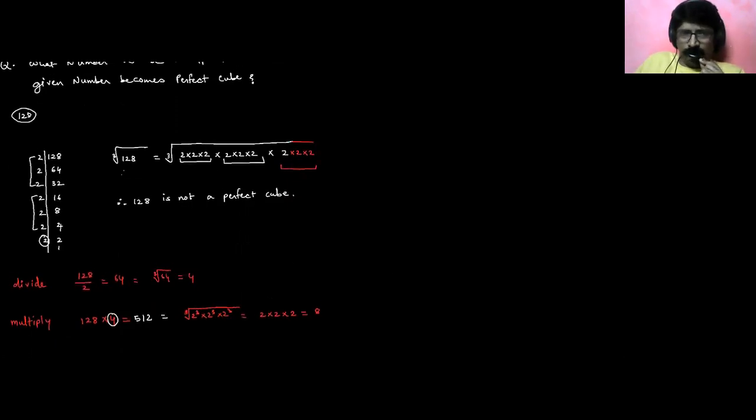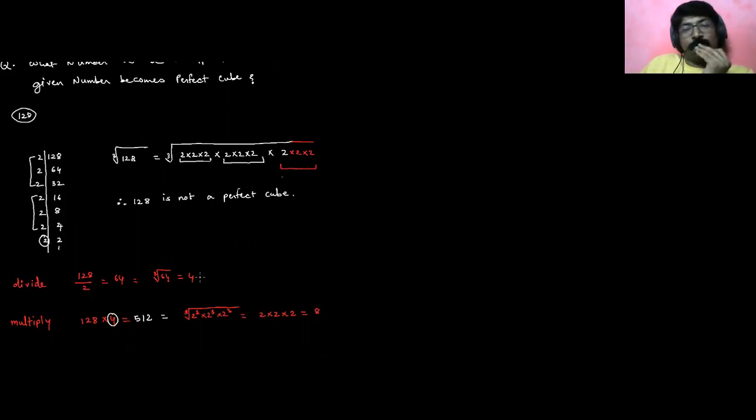So the same concept we dragged down, and we saw that 128 should be divided by what number to become a perfect cube, so that extra number whatever we have, that should be divided. And then after dividing it will become 64, and the cube root of 64 will become 4. It's very natural, very obvious things.